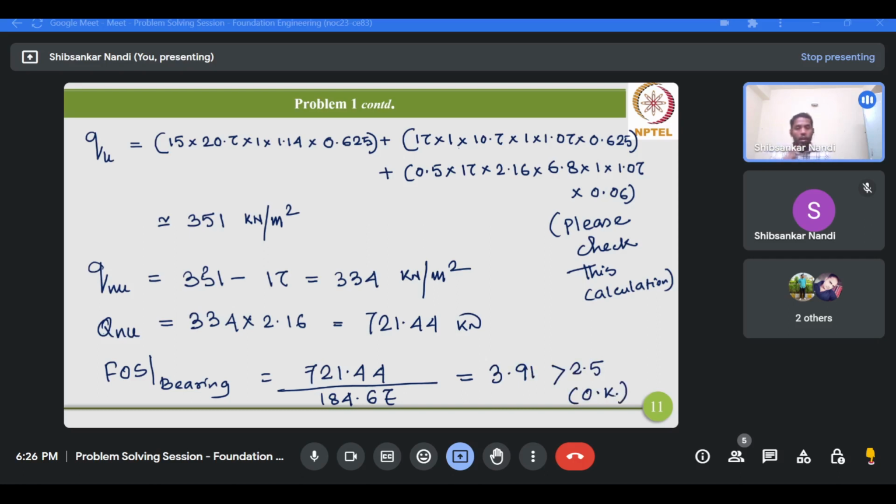So in this way all the design checks are performed, and it has been found that the given gravity retaining wall is basically safe, okay, against all these checks. That is factor of safety against overturning, factor of safety against sliding, factor of safety against bearing, and check for no tension condition at the base of the wall.